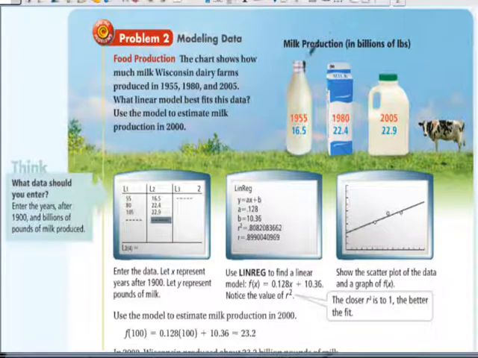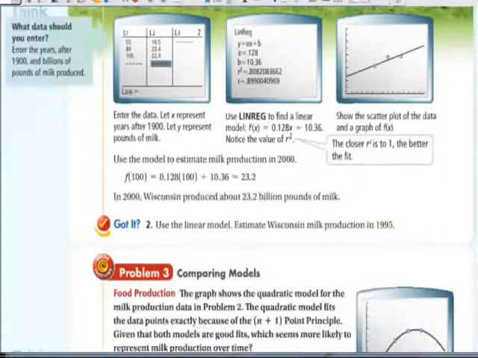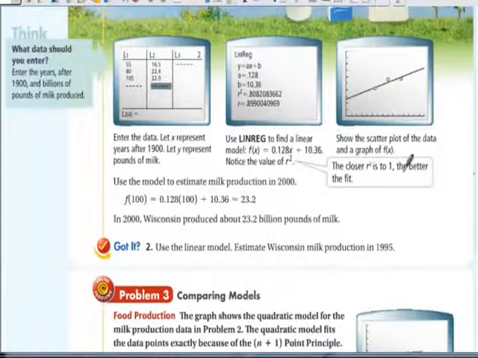Let's take a look here at problem number 2. The chart shows how much milk Wisconsin dairy farms produced in 1955, 1980, and 2005. What linear model best fits this data? Use the model to estimate the milk production in 2000. This is just a linear regression. We've done this a lot. You did it in Algebra 1, some of you in AFDA. We've done it in this class. So you need to have this in your calculator so we get that line.